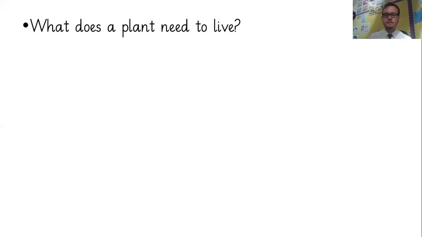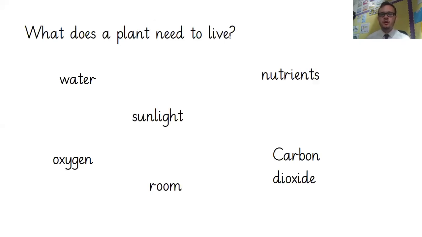Okay, shall we have a look? So, what a plant needs to live? Well, it needs water, it needs sunlight, oxygen, which when we get into our photosynthesis lesson later on, you'll see why. Room to grow, or space. Carbon dioxide, one of those gases, well done if you remembered that. And nutrients, which it gets from the soil, well done.